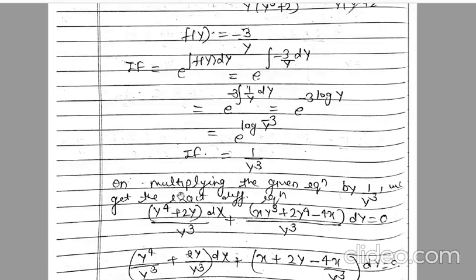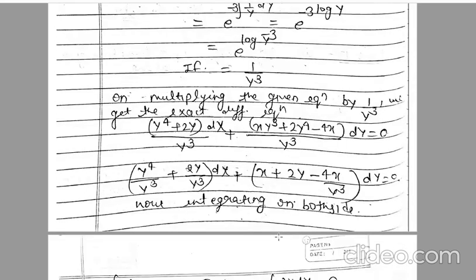Now, on multiplying the given equation by 1 upon y cube, we get the exact differential equation. So when you multiply the given differential equation by 1 upon y cube, this equation is your exact differential equation. Now for the solution, we will integrate on both sides.